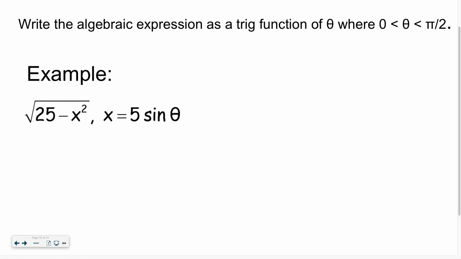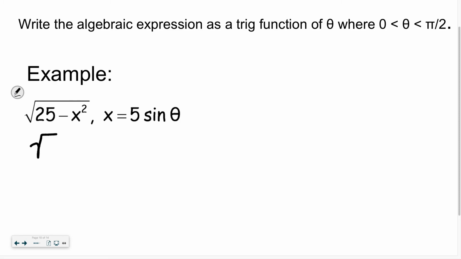A lot of them will have a square root in them. It doesn't look anything like trig. It just looks like algebra stuff, right? 25 minus x squared. But then they'll tell you what x or some other variable is in trig form. So x is really 5 times sine theta. I call this trig substitution because I'm going to make a substitution right away. Where I see x, I'm going to write 5 sine theta.